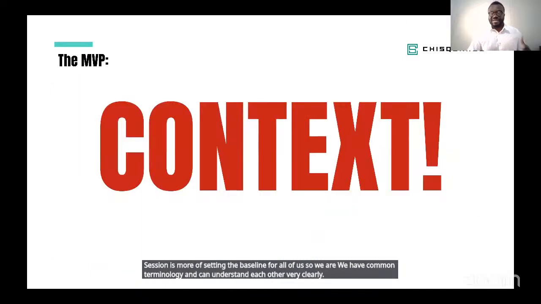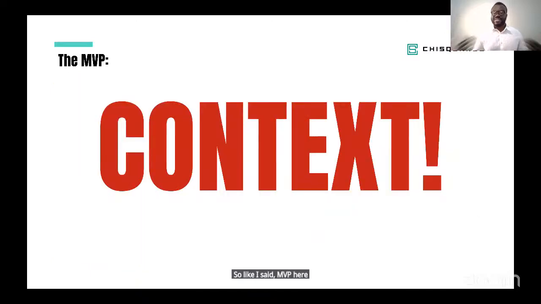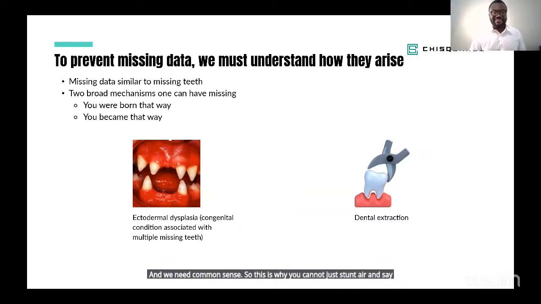So, like we said, the MVP here is context. We need context and we need common sense. So this is why you cannot just turn to AI and say, well, help me with my missing values.